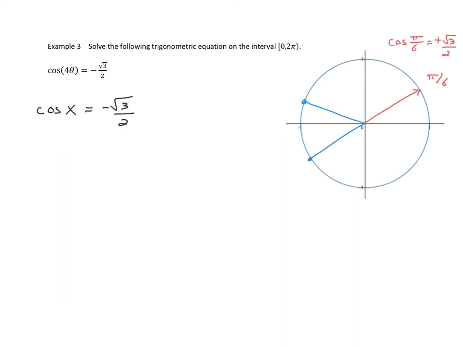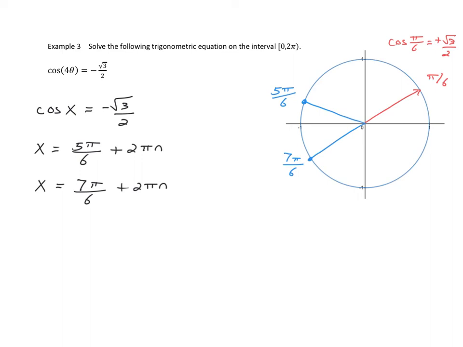So my two angles are actually 5 pi over 6 and also 7 pi over 6. Therefore, all the values of x that solve this equation are the following. X could be equal to 5 pi over 6, but also you could add any multiple of 2 pi to that. Or x could be 7 pi over 6, and you could add any multiple of 2 pi to that as well. Of course, again, we were not solving for x, we were solving for 4 theta.